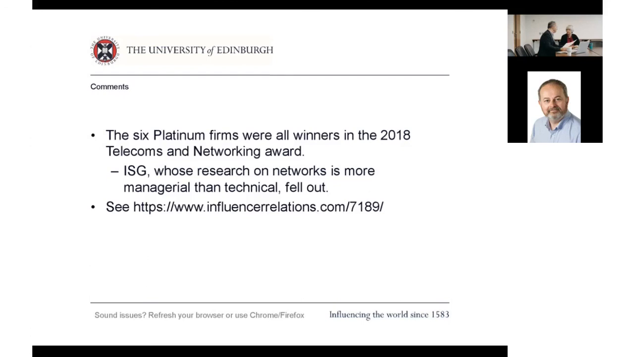ISG, which previous years had performed well on topics like network transformations, especially in helping telcos to see how they could develop kind of service level agreements and requests for proposals to help their organizations to mobilize for 4G, to transform for 5G. I think we're finding now it's firms with more technical skills are being used by telcos. Again, more of a backstory there on previous awards on influencerrelations.com.